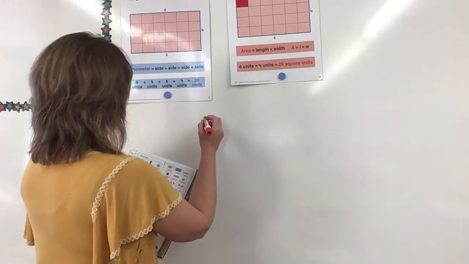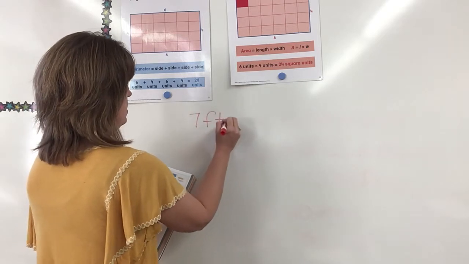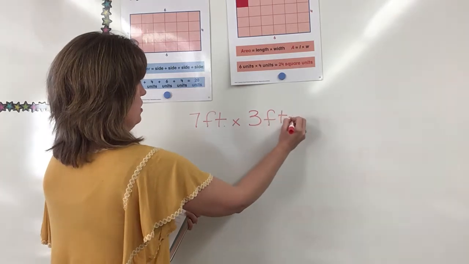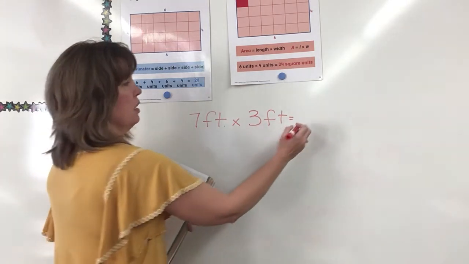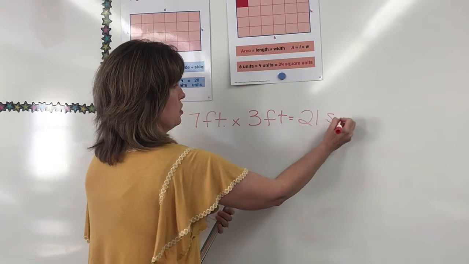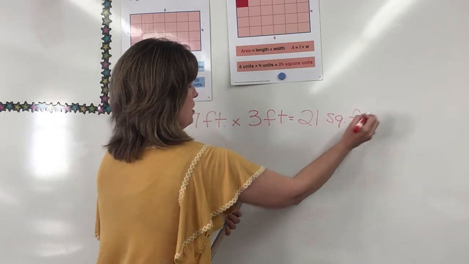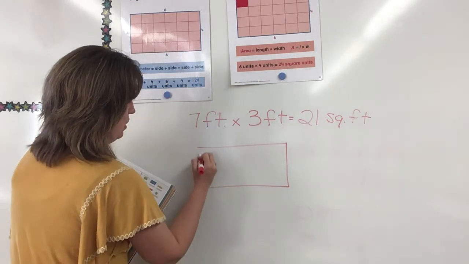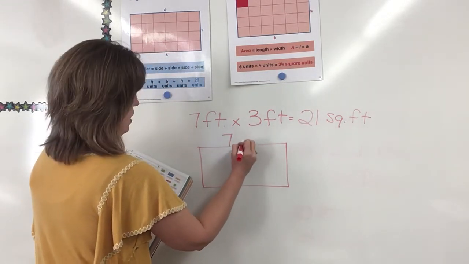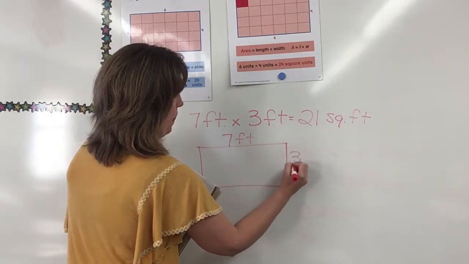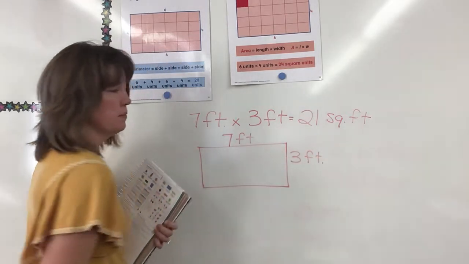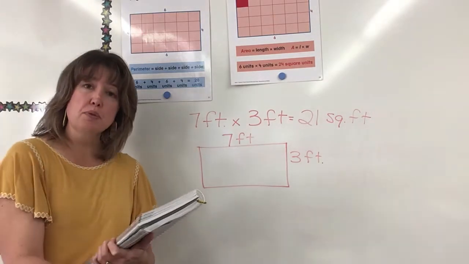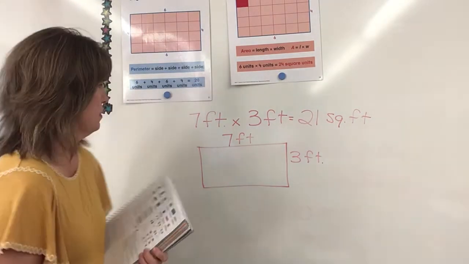Okay, length is 7 feet times the width, which is 3 feet. So 7 times 3 is 21 square feet. And our picture would look like this. Okay, 7, like that.